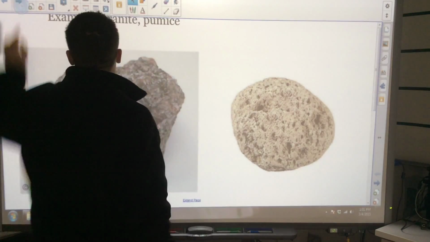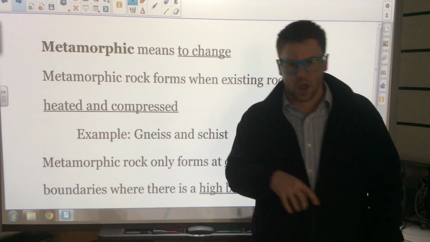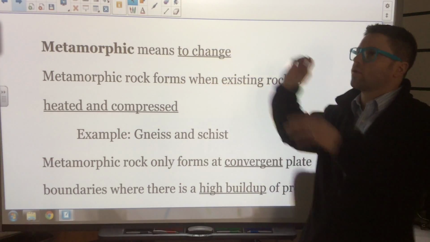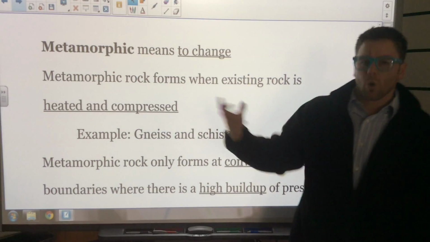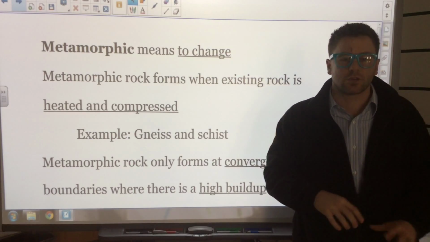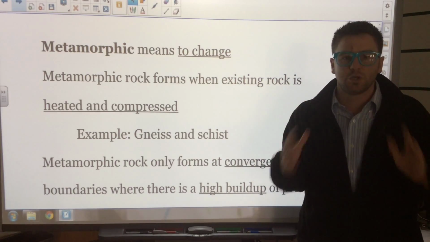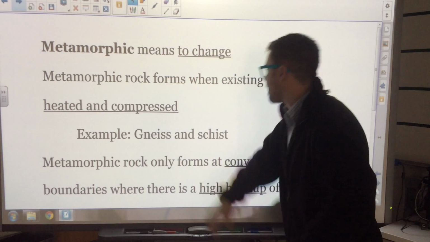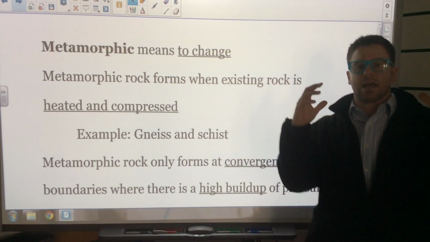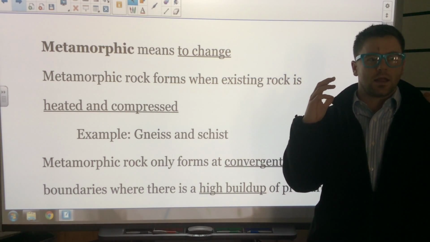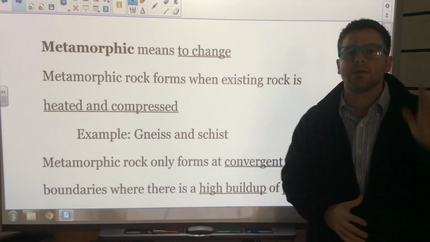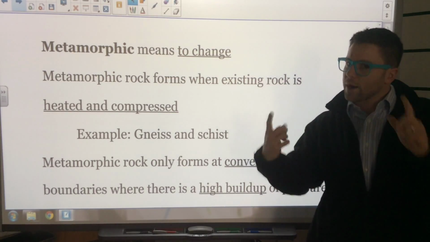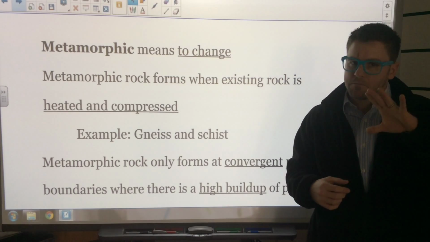Okay? The next one, metamorphic. The root or the prefix meta and morphic kind of means to change, right? The word describes to change. Okay, so metamorphic rock forms when existing rock is exposed to extreme heat and pressure. Where might that heat and pressure come from?